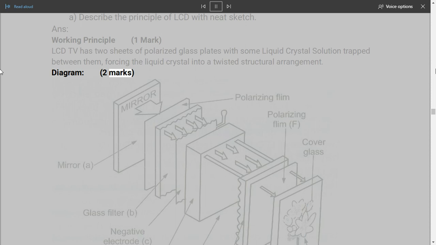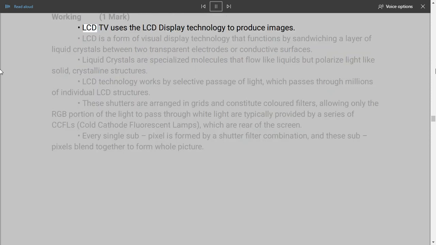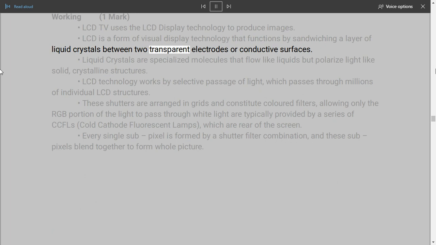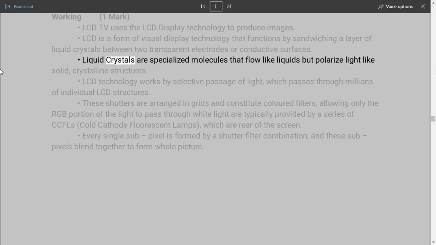Working, 1 mark. LCD-TV uses the LCD display technology to produce images. LCD is a form of visual display technology that functions by sandwiching a layer of liquid crystals between two transparent electrodes or conductive surfaces. Liquid crystals are specialized molecules that flow like liquids, but polarize light like solid, crystalline structures.